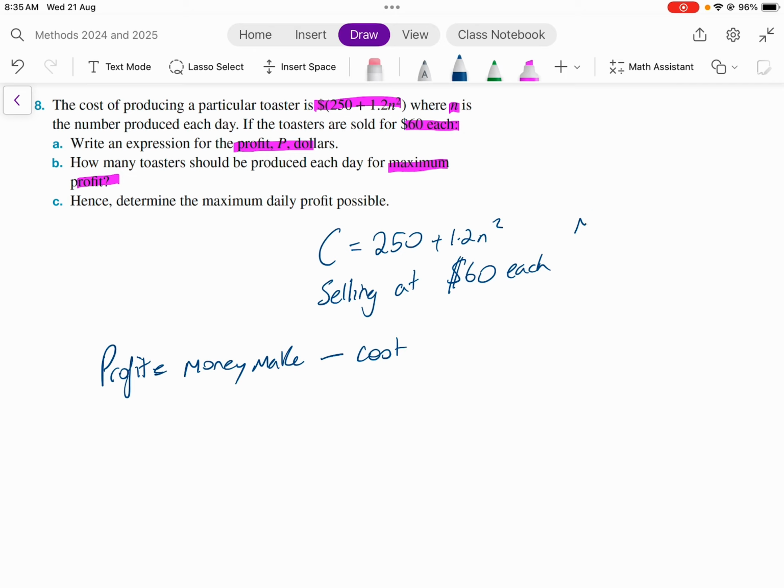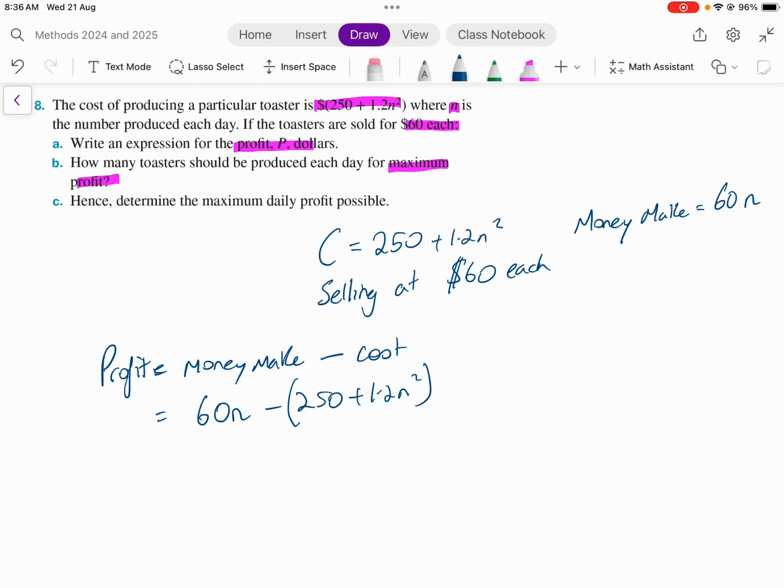So we need to know, well, how much money did we make? All right, so if we sold n, we made $60 on each toaster sold. So if we sold 100, it would be 60 times 100. But we don't know how many, so our money made will be 60n. So we can come back down here, we can put in 60n minus the cost, and put in brackets.